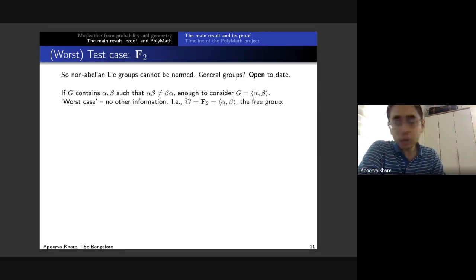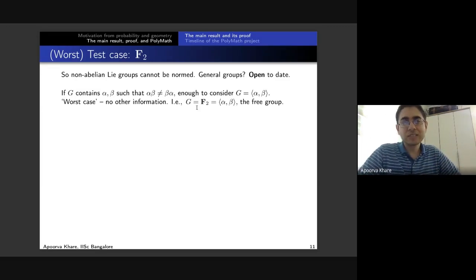And suppose I have no relations to play with. I cannot use any extra information. Then can I prove that the group must be abelian? If it is to be the case that the group is abelian, that no such group exists, then I have to prove it in the most difficult case. And hopefully that will imply the proof in the easier cases.